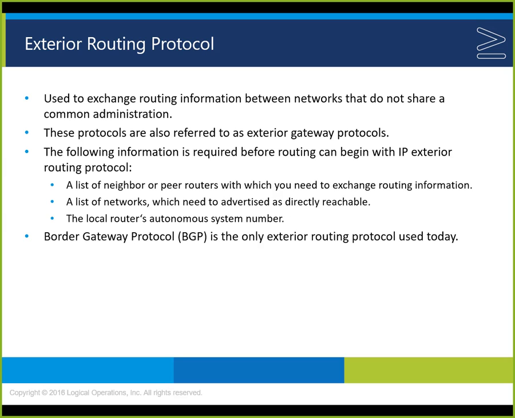Exterior gateway routing protocols. Exterior, when you see these things, think internet, and BGP, Border Gateway Protocol, is really the only exterior routing protocol used today. It's used to exchange information between networks that do not share a common administration. But again, think internet. We're talking about big organizations sharing their route tables so that we can get into those ISPs, get to individual resources in those ISPs. Also referred to as exterior gateway.